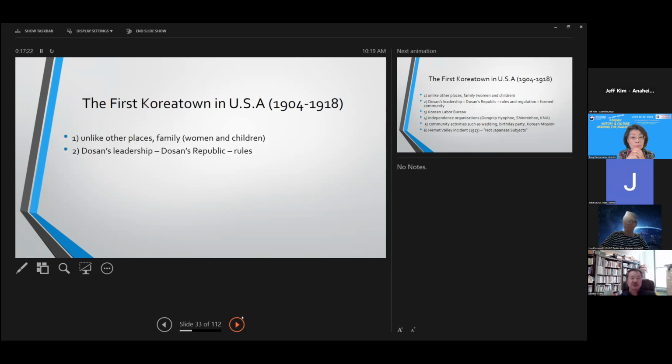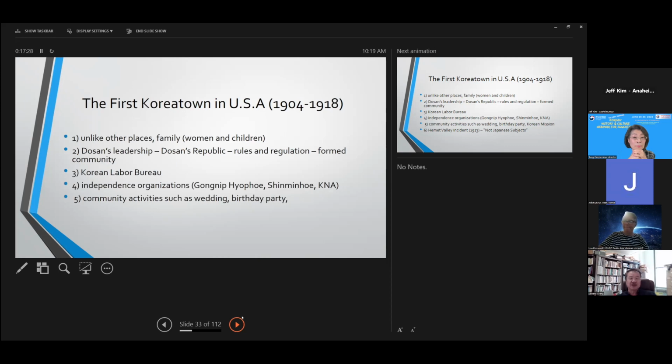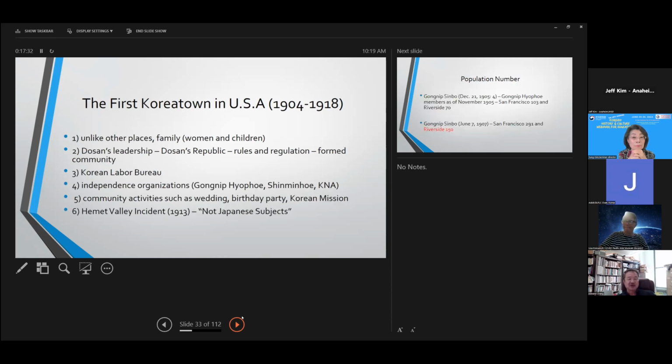First of all, unlike other places, it was family-based, with women and children. And there was Dosan's leadership, Dosan's republican, democratic principles, the Korean Labor Bureau, and many other independent organizations, including the Korean National Association. And it was not simply a labor camp, but a community with weddings, birthday parties, a Korean mission, discussion groups, and so on.